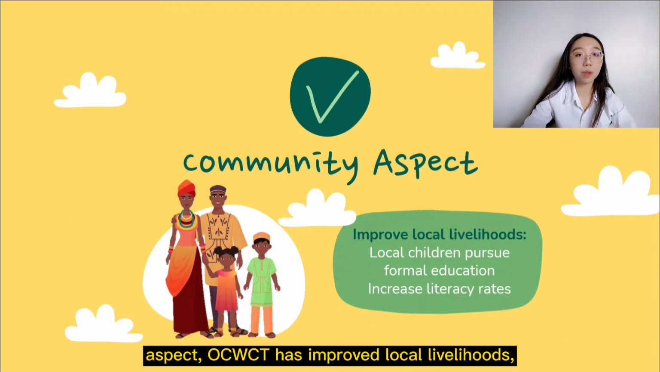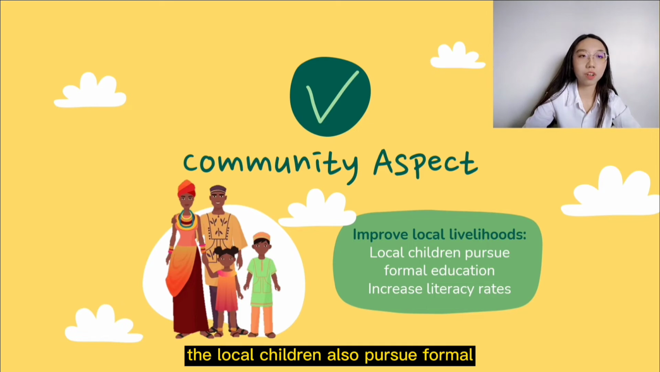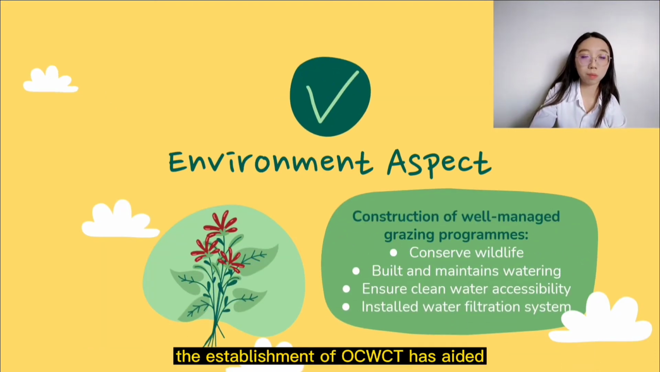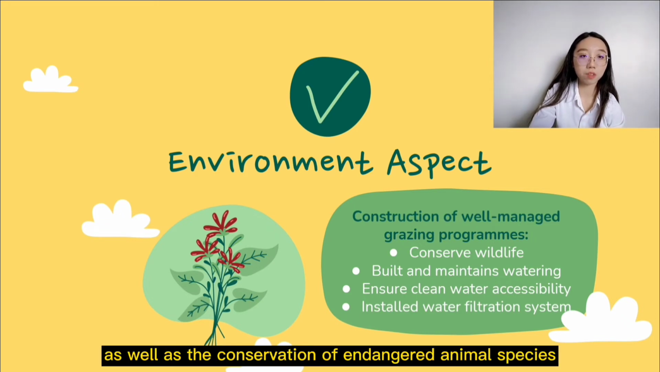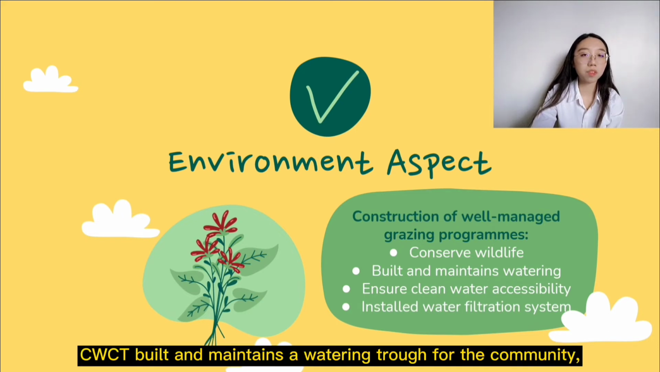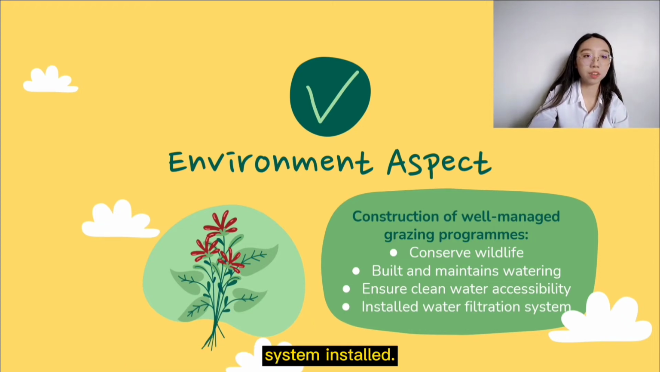Next, in the community aspect, OCWCT has improved local livelihood, which has brought a reliable source of income for them. Through their support, the local children also pursued formal education and literacy rates increased. In the environment aspect, the establishment of OCWCT has aided in the construction of well-managed grazing programs as well as the conservation of endangered animal species. In the local ecosystem, CWCT builds and maintains a watering trough for the community, ensuring that everyone has access to clean water. In addition, the local school has a water filtration system installed.